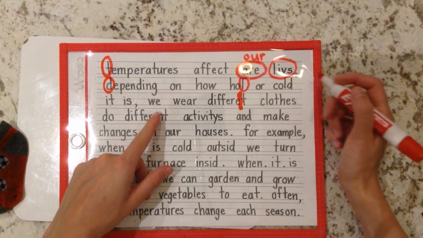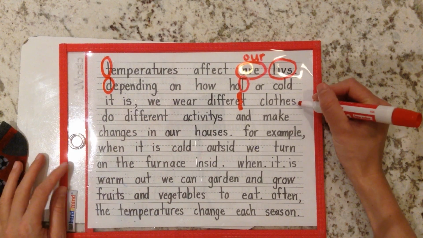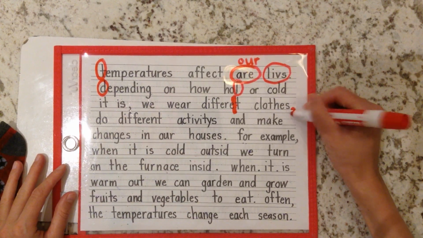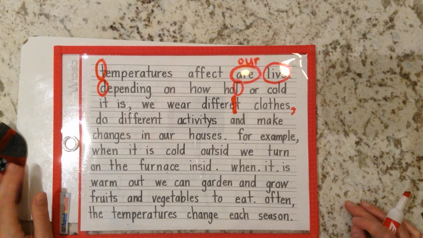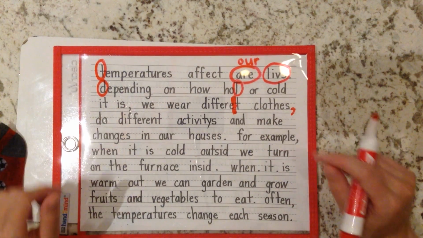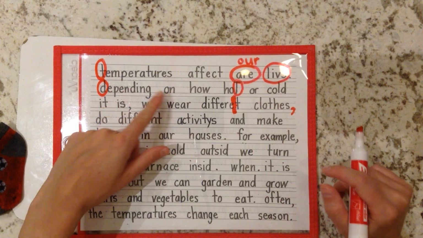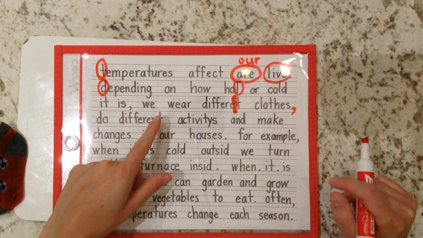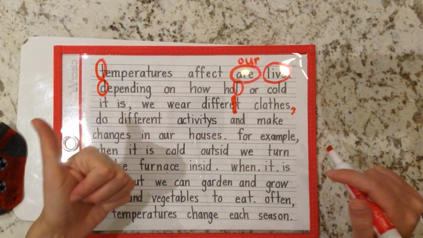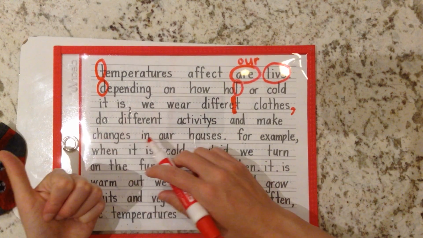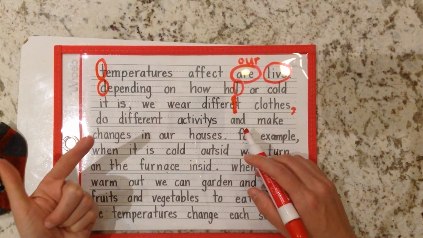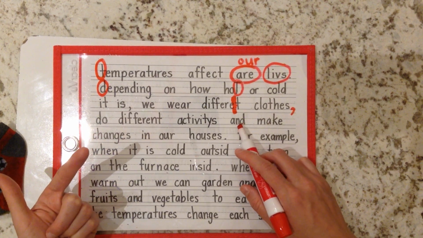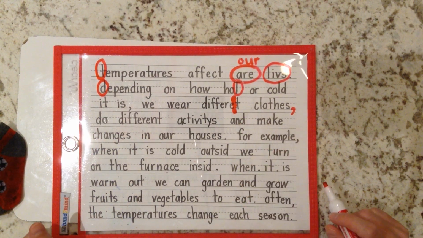So the first example was about wearing different clothes. Now I'm going to put a comma. A comma's kind of like a period, except you don't stop for quite as long. It's more of a pause or a hesitation. Depending on how hot or cold it is, we wear different clothes. That's one thing in the list. Do different activities. That's another thing in the list. And since the next thing in the list starts with "and," we don't need another comma.